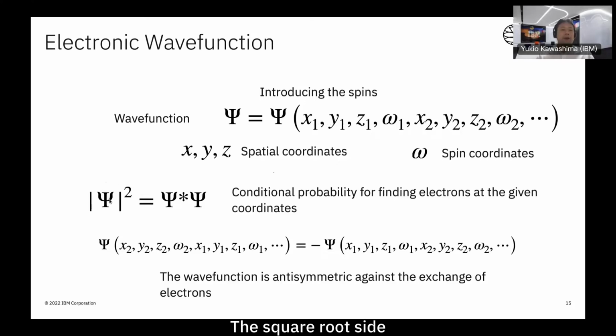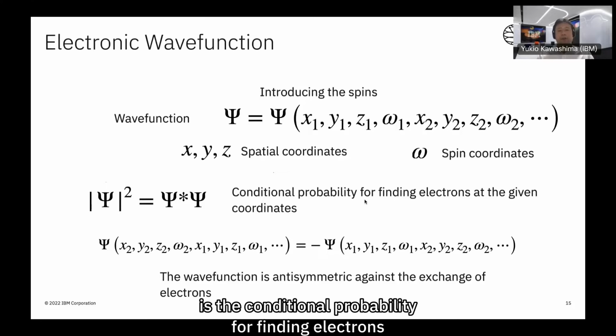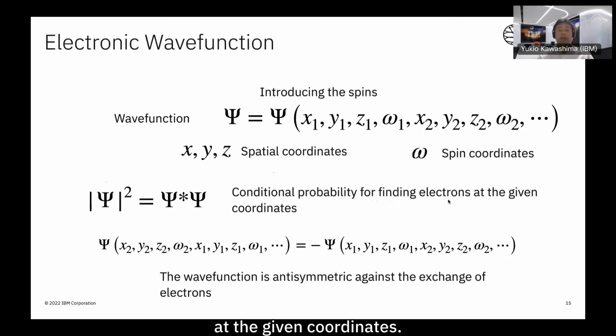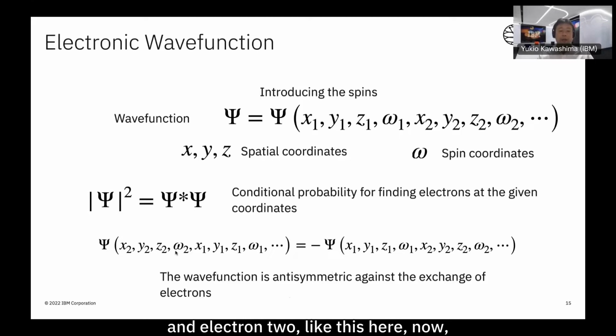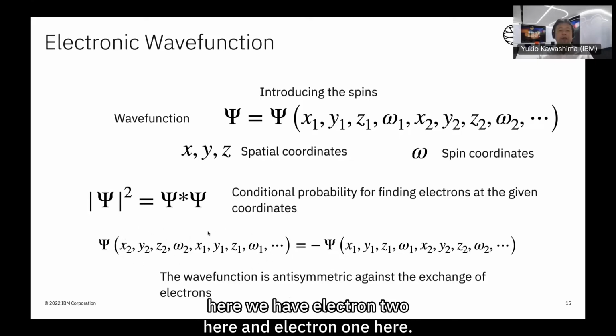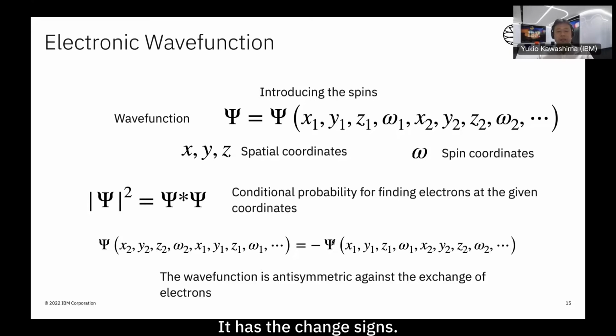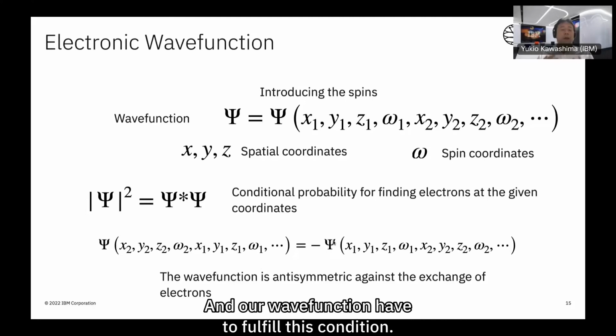The square of psi is the conditional probability for finding electrons at the given coordinates. And this electronic wave function needs to satisfy another condition: the antisymmetry against the exchange of electrons. What that means is that if we exchange electron 1 and electron 2, like this, here we have electron 2 and here electron 1, it has to change sign. So this is the antisymmetry against the exchange of electrons, and our wave function has to fulfill this condition.